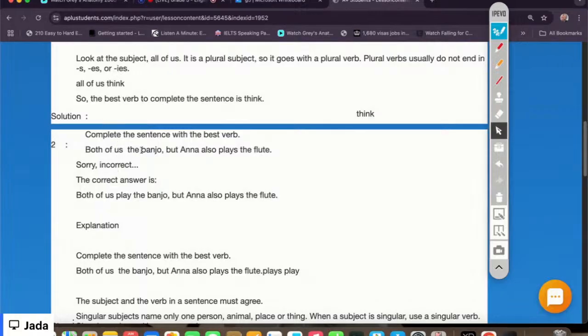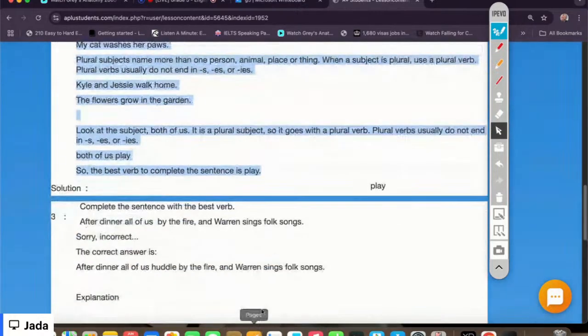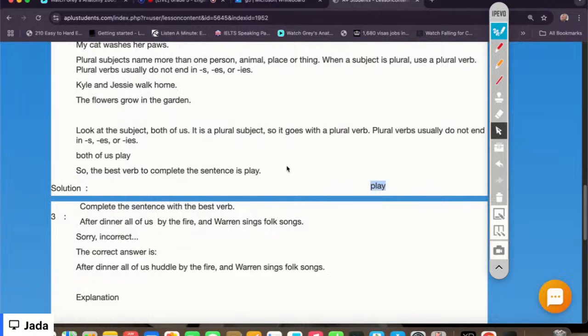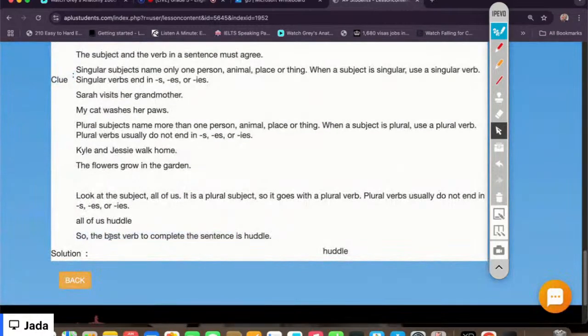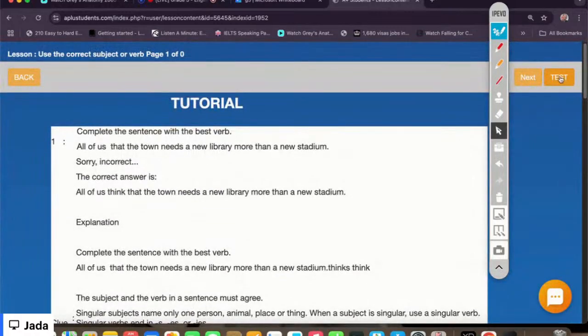All right. Now, both of us dash the banjo, but Anna also plays the flute. So we have what? Both of us. So it's also plural. We will have play. Now, after dinner, all of us dash by the fire and Warren sings folk songs. So we have what? All of us as well. So it's gonna be what? A verb without s, es, or ies.